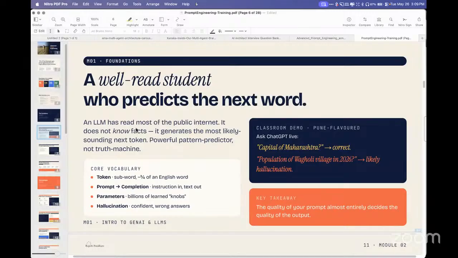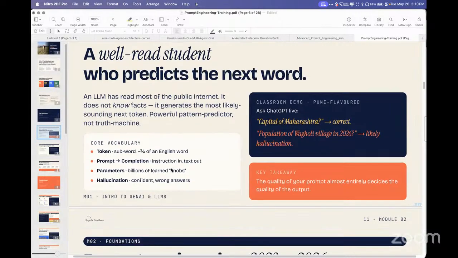Before going to the prompting technique, we need to understand what is a token, what is prompt completion, what are the parameters, and what is hallucination. Hallucination we have seen: it is the LLM confidently giving wrong answers. A prompt is the instruction which we give to the LLM to get the answer. And tokens are subwords. Generally, 7,000 words is roughly equal to 1,000 tokens. That is the vague parameter which we use to calculate the tokens.